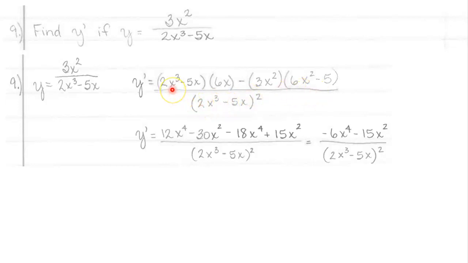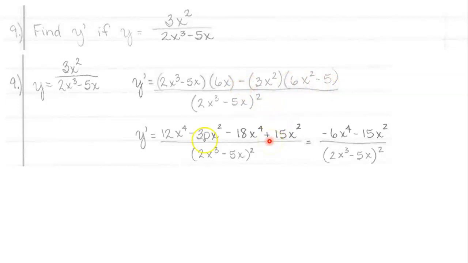So I'm going to simplify up here. I'm going to do 2x cubed times 6x and negative 5x times 6x. And then here 3x squared times 6x squared is going to give us 18x to the 4th. So it would be minus that 18x to the 4th. And then 3x squared times negative 5 would be negative 15x squared, and it's minus that negative 15. So minus a negative would be plus 15x squared.